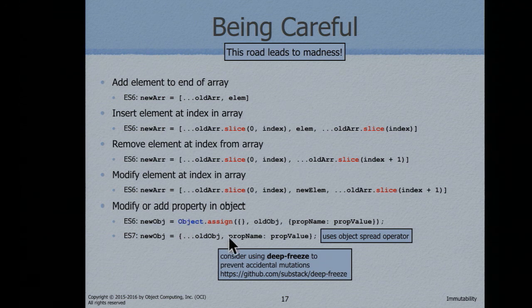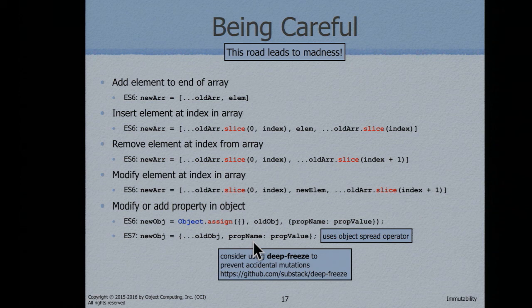A different syntax for doing this in ES7 is to use the object spread operator. And you can use this now. If you're using Babel as your transpiler, it already supports this. And so I'm taking this old object, and the spread here means take all the key value pairs and spread them into this brand new literal object, and then add any more properties that I want to have.